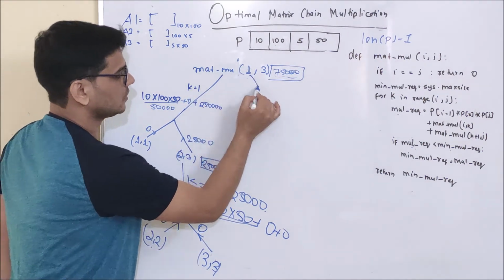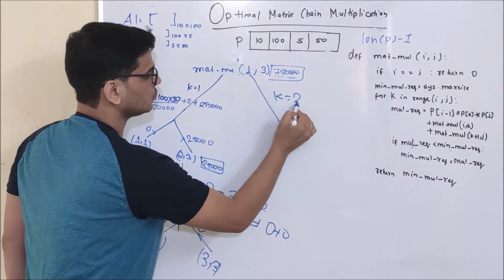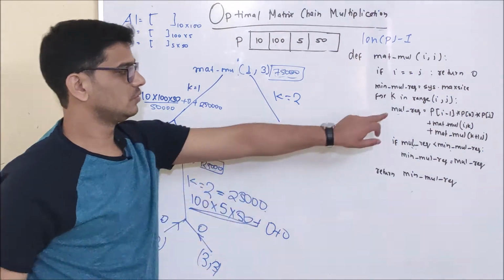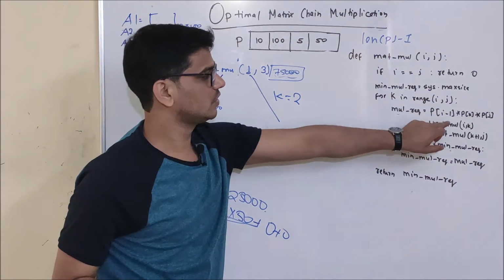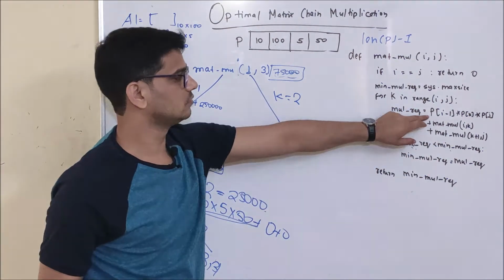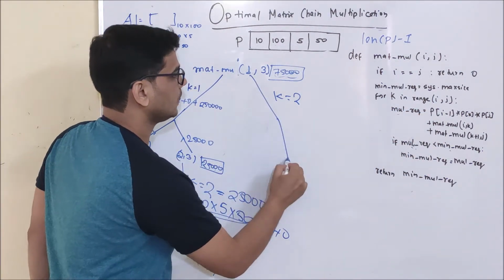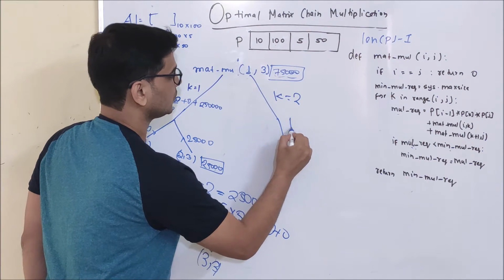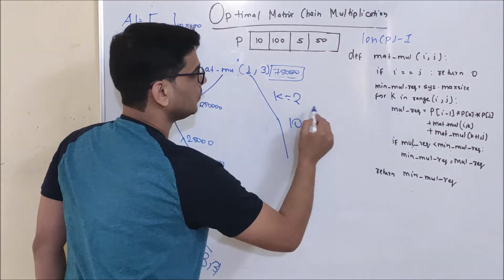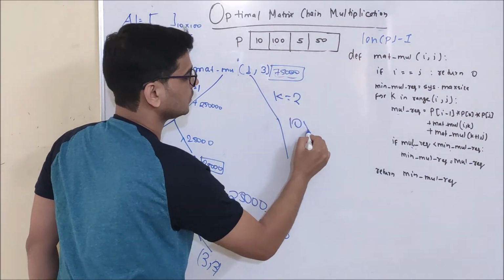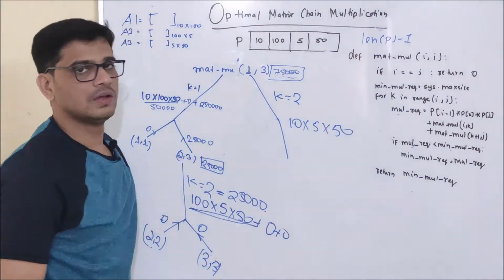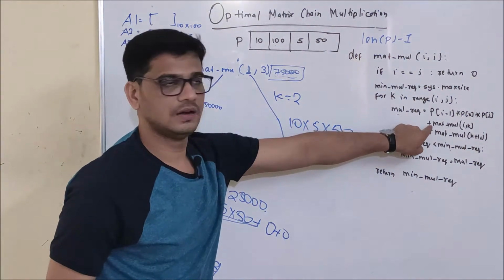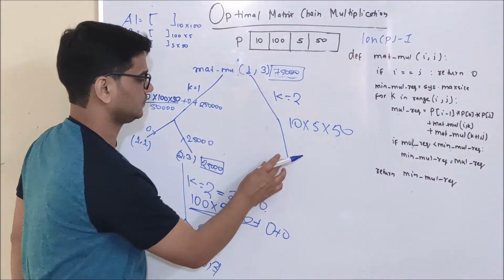Now this particular function will execute for k equal to 2. So here again the multiplication required variable will be created. It will be the sum of these three. So first of all this one, p i minus 1. So 10 into pk, that is p2, 10 into 5, and into pj, 50. After that, left call, right call.